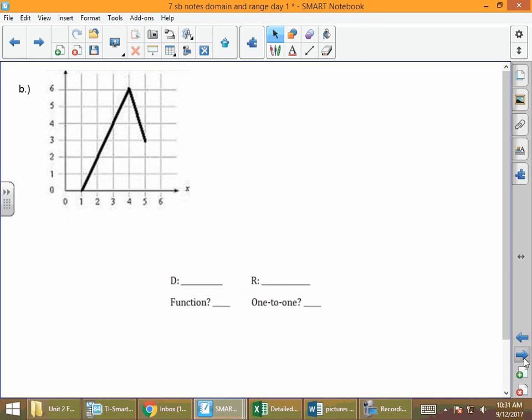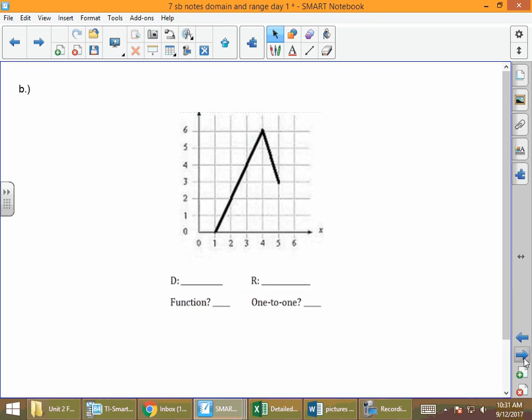Letter B. One thing that I might add in here that might help a little bit is putting a couple of points there on the end, because it is a continuous function, but it does have a starting point and an ending point. Is this graph a function? Yes. Is it one-to-one? No. When we draw our horizontal line, we are going to cross more than once. Our domain.